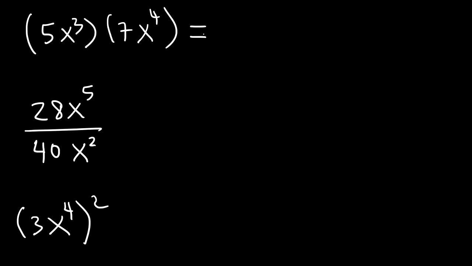Let's start with the first example. 5 times 7 is 35. X cubed times x to the 4th. So we need to add the exponents. 3 plus 4 is 7. So the answer is 35x to the 7th.